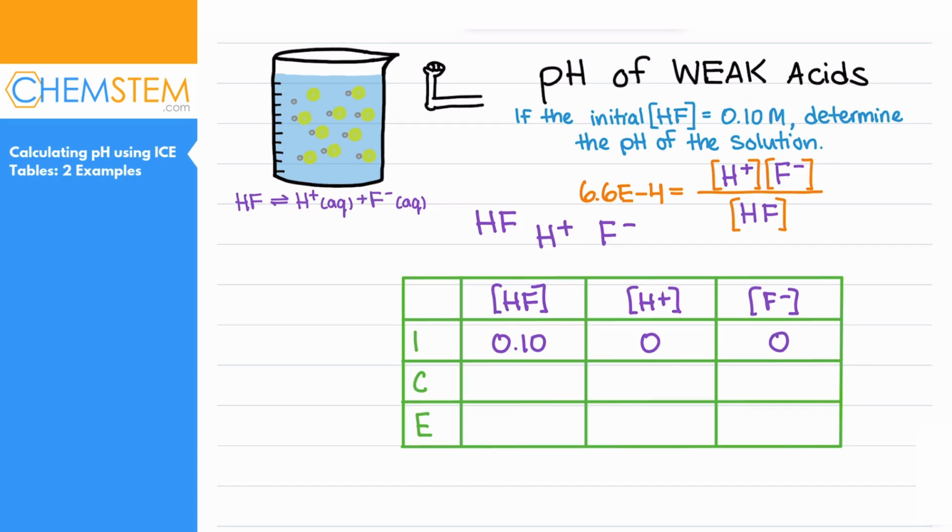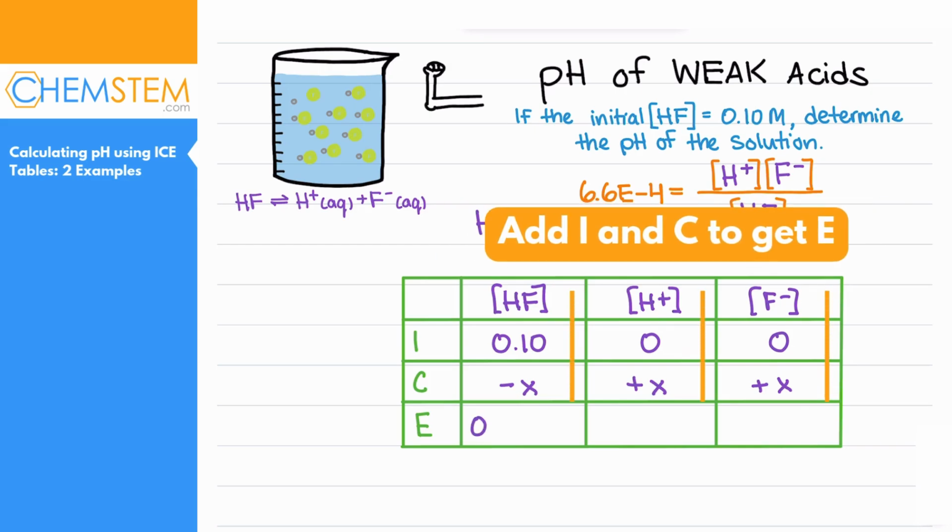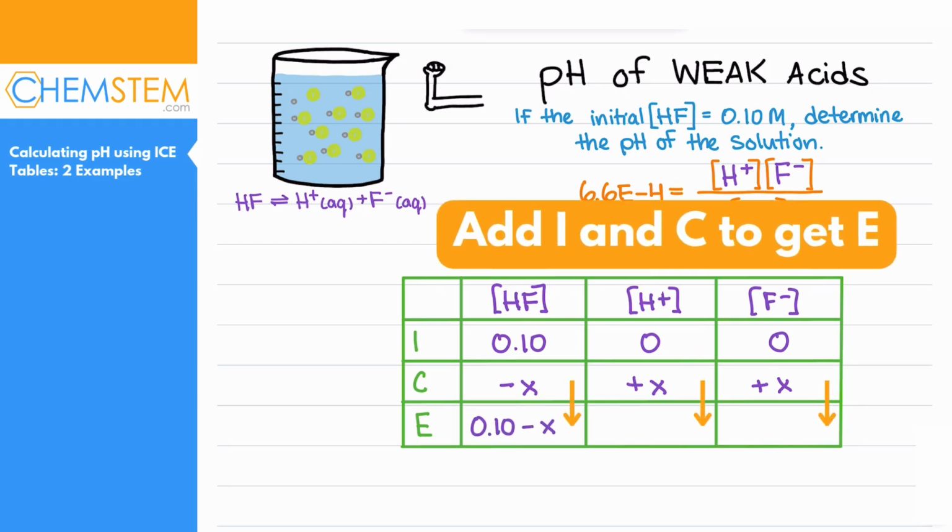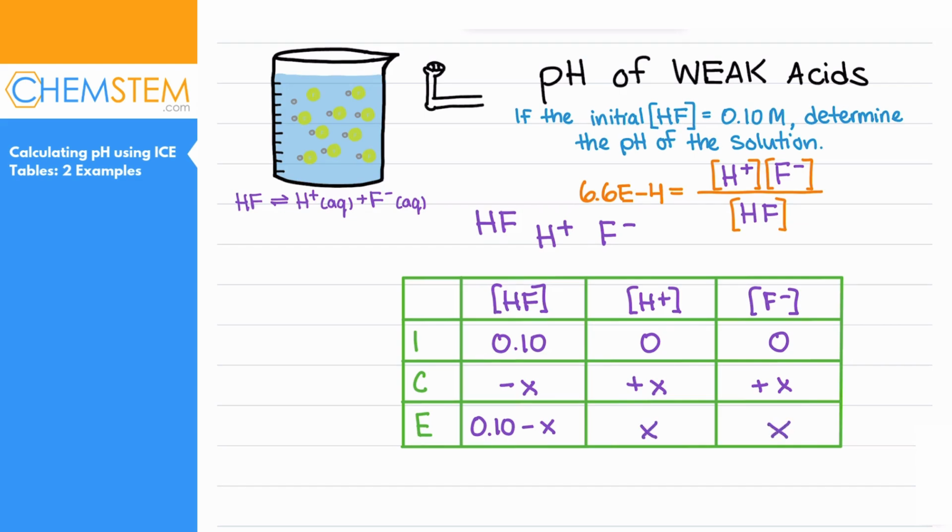So we can say that the change is going to be a molar relationship. We're going to lose some amount of HF because it's going to break apart, not all of it, but some amount, which we'll call X. As a result, every 1 mole of HF lost will gain 1 mole of H, and we will gain 1 mole of F. And then to get the equilibrium line, it's pretty easy. You just add them up. So for equilibrium, we're going to have 0.10 molar minus X, and here we're just going to have X and X.